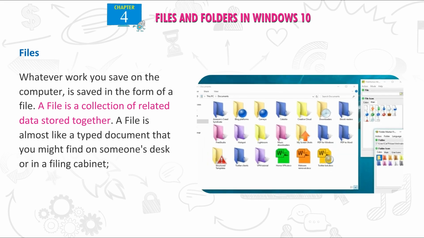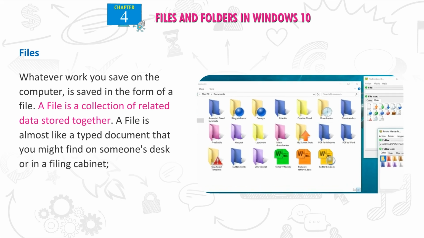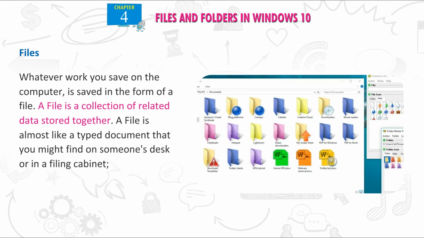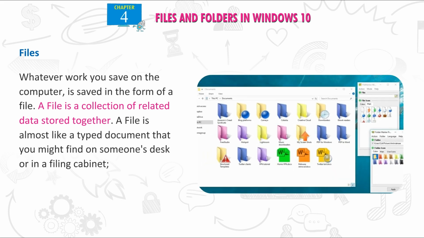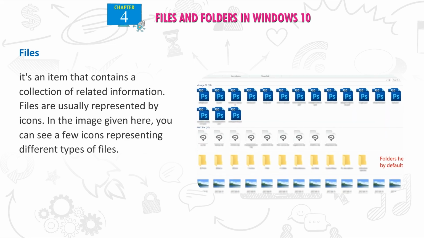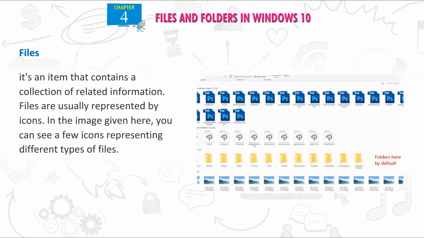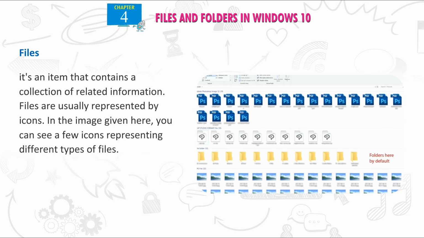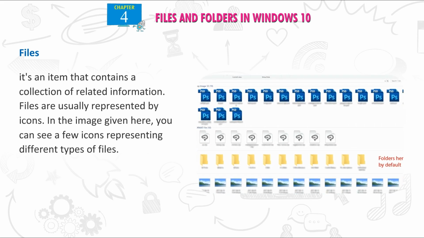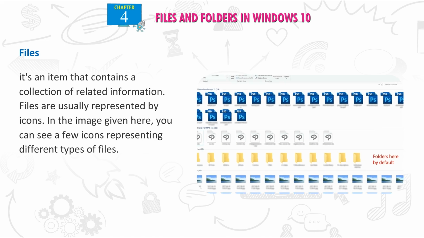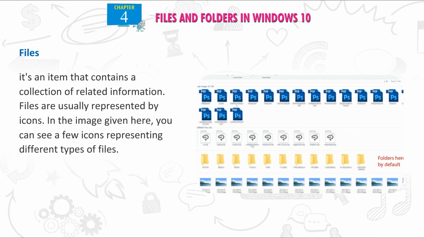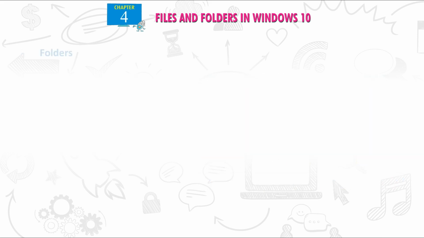A file is almost like a typed document that you might find on someone's desk or in a filing cabinet. It's an item that contains a collection of related information. Files are usually represented by icons. In the image given here, you can see a few icons representing different types of files.